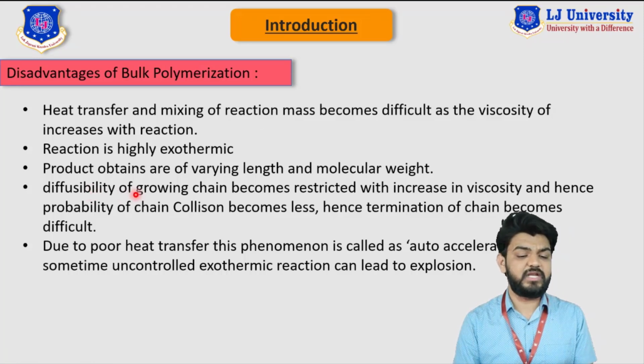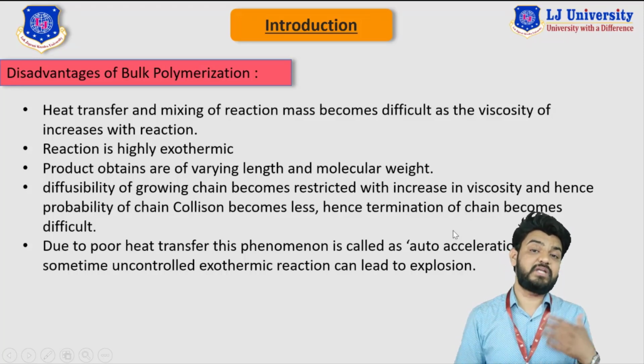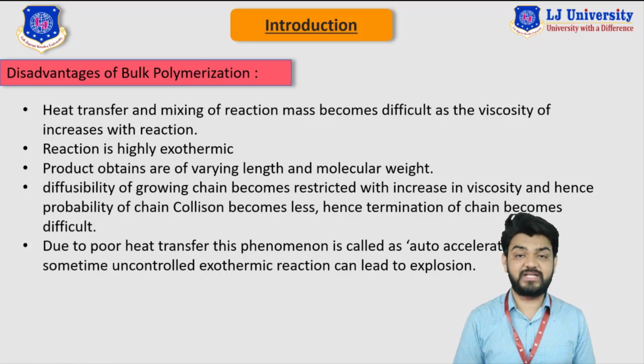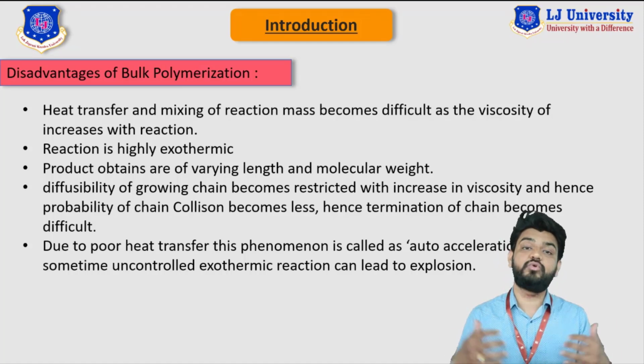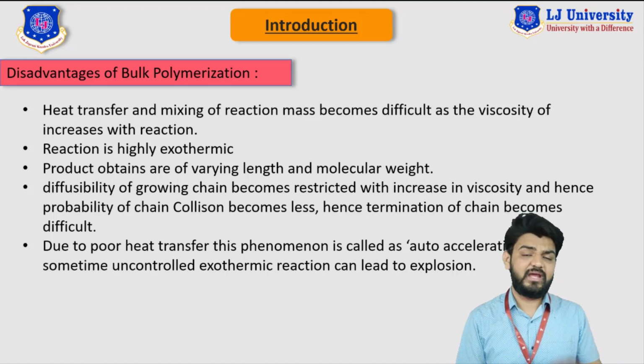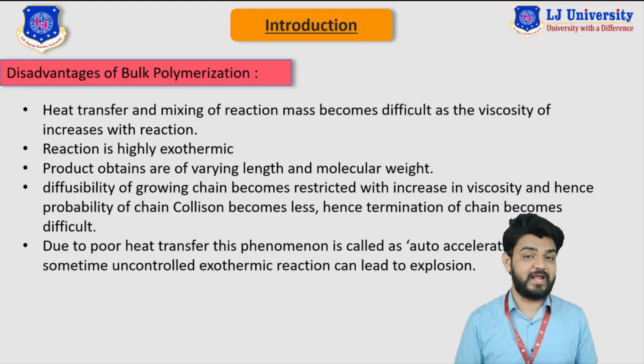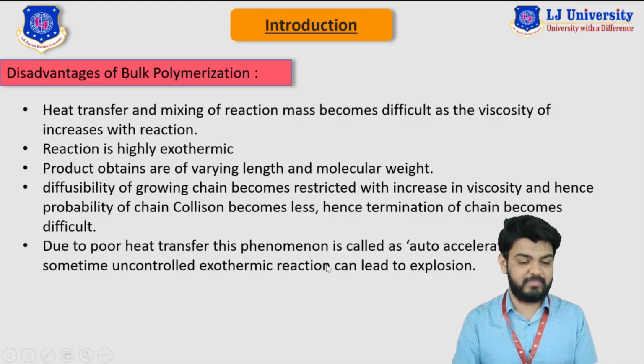Then the diffusibility of growing chains becomes restricted with the increase in viscosity, and hence the probability of chain collision becomes less. Hence the termination of the chains becomes very difficult. So we can say that it is very difficult to stop, or arrest, this polymerization, right? Because there is no collision between two long chains that would lead to the termination of polymerization. So it is very difficult to stop or arrest the polymerization in this particular bulk polymerization method.